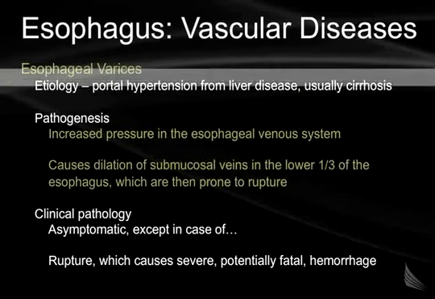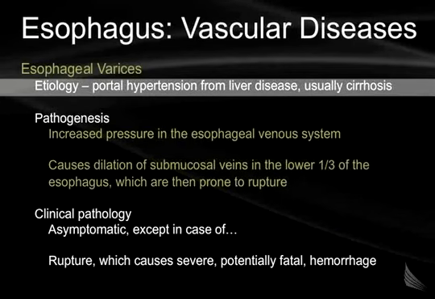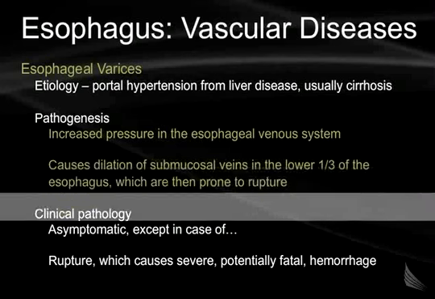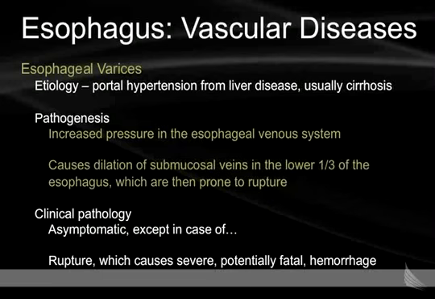Next we'll talk about esophageal varices. Remember, esophageal varices form from portal hypertension, which is most commonly seen in patients with liver disease, again, cirrhosis. Increased pressure in the esophageal venous system causes dilation of the submucosal veins in the lower third of the esophagus, which are then prone to rupture. This usually happens at a portal pressure of approximately 12 millimeters mercury.